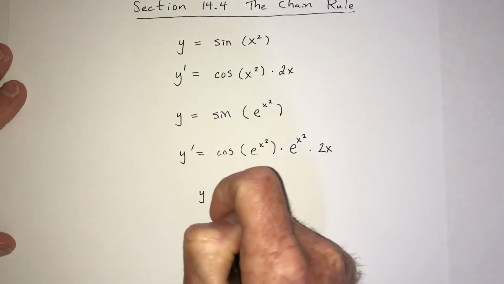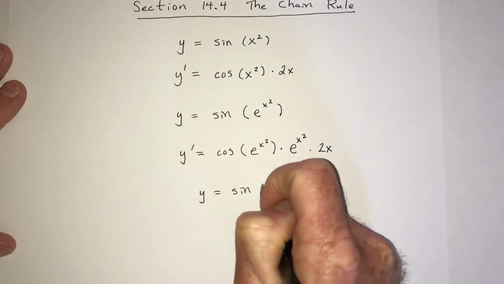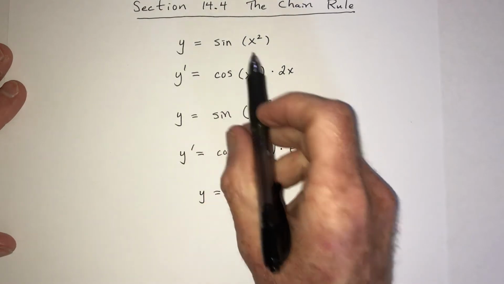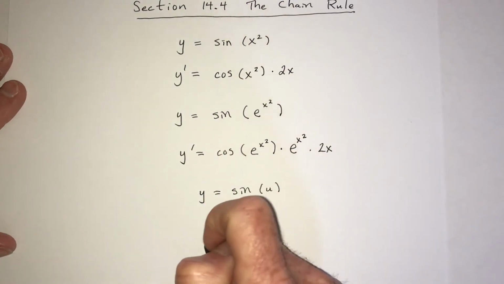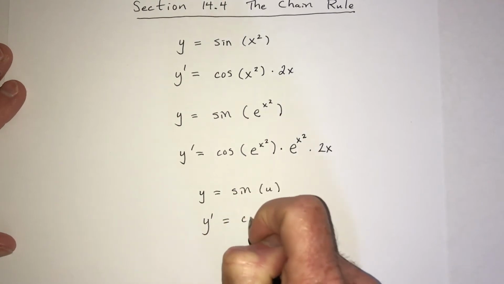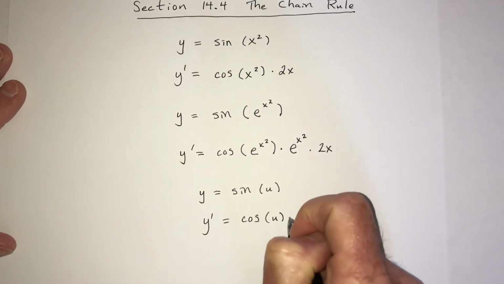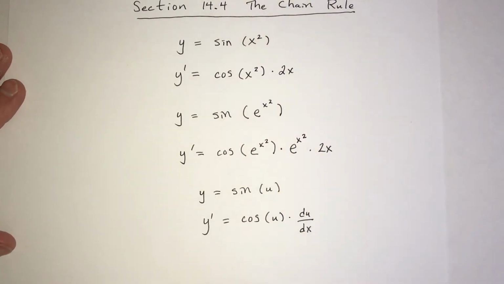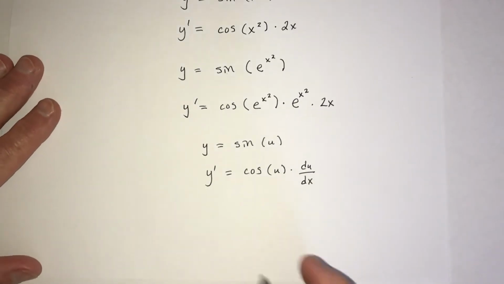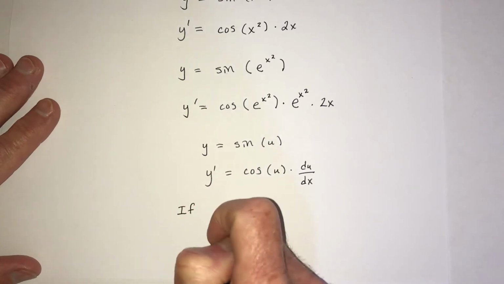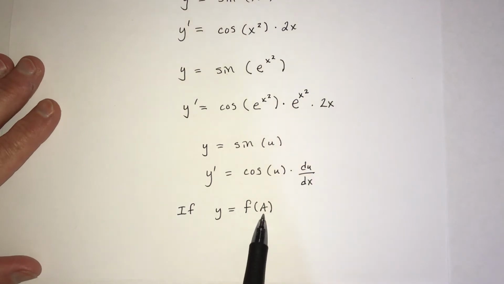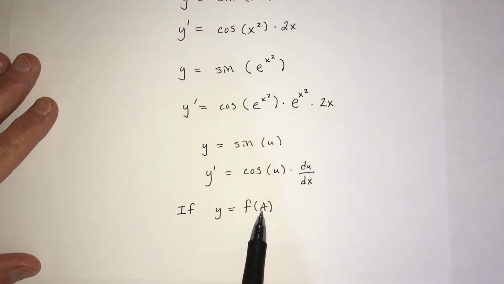So in general, if you have y equals sine of some function u, and you don't really know what u is, maybe it's x squared, maybe it's e to the x squared, the derivative is going to be cosine of u, and then whatever u is, take its derivative and multiply. So if y equals a function of a, I prefer to use the letter a right there instead of the letter u.